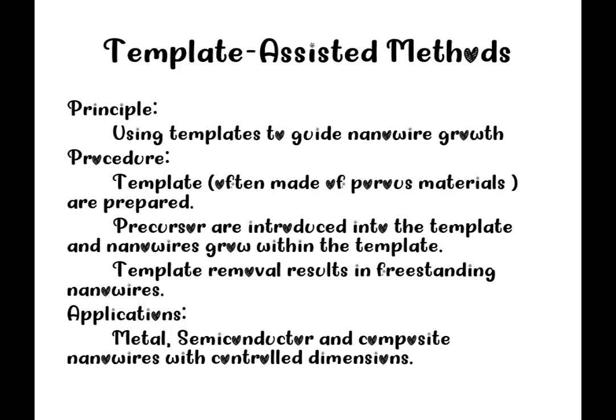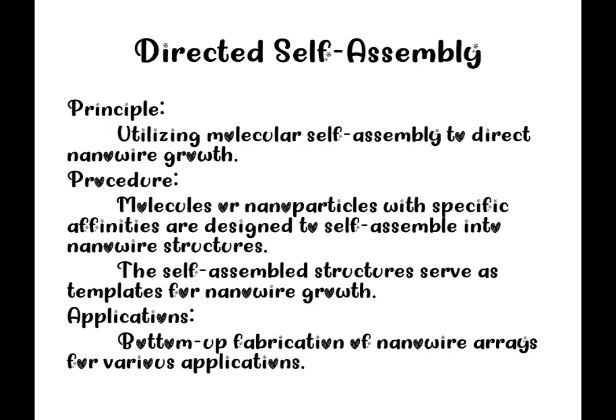Template-assisted method. Principle: using a template to guide nanowire growth. Procedure: templates, often made of porous material, are prepared. Precursors are introduced into the template and nanowires grow within the template. Template removal results in freestanding nanowires. Application: metal, semiconductor and composite nanowires with controlled dimensions.